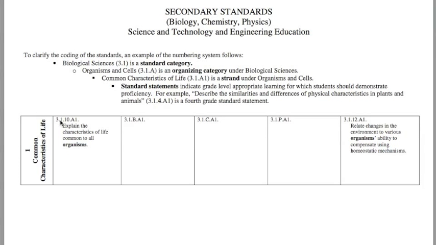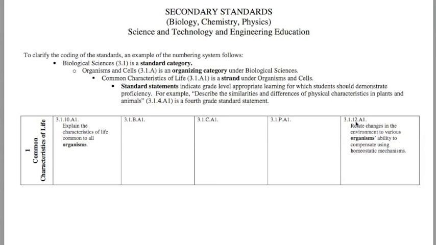Let's start with the beginning. 3 indicates that it's science. The 1 indicates that it's the biological sciences. The 10 represents the grade level, and this is the descriptor. So, this first box indicates that by the 10th grade, students should understand the biological science concept that there are common characteristics of life to all living things.